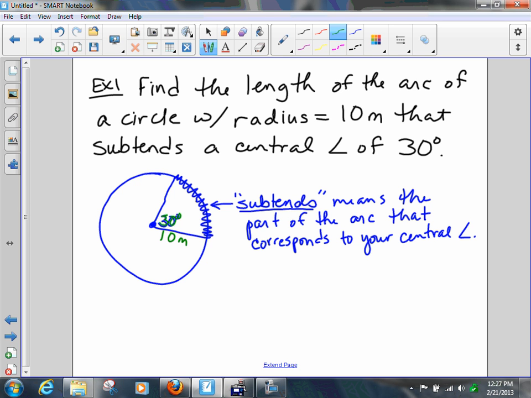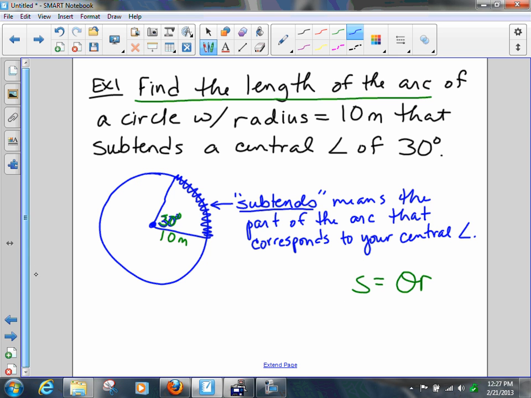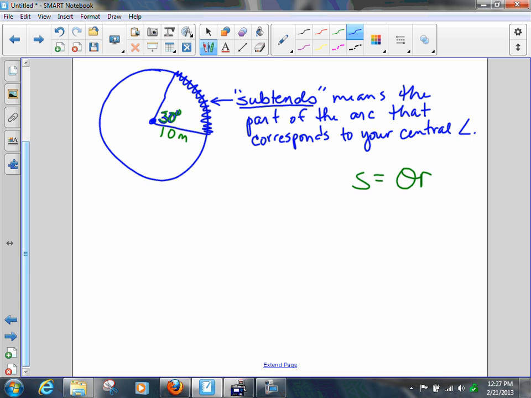What am I being told to find? Find the length of the arc. Okay, card. Go to your card. What's the formula for arc length? S equals theta r. I'm going to tell you, if you get into a habit of writing the whole formula, you're going to be better off. Now, there could be little twists and turns to these problems.